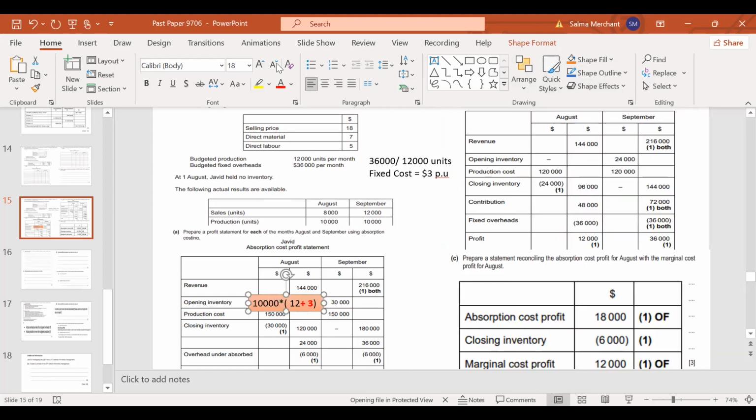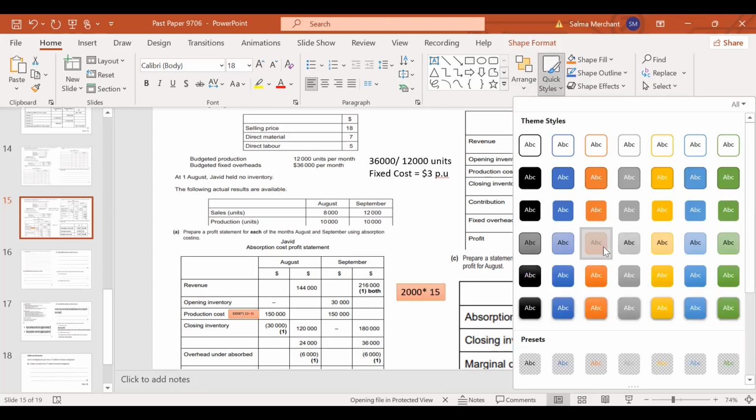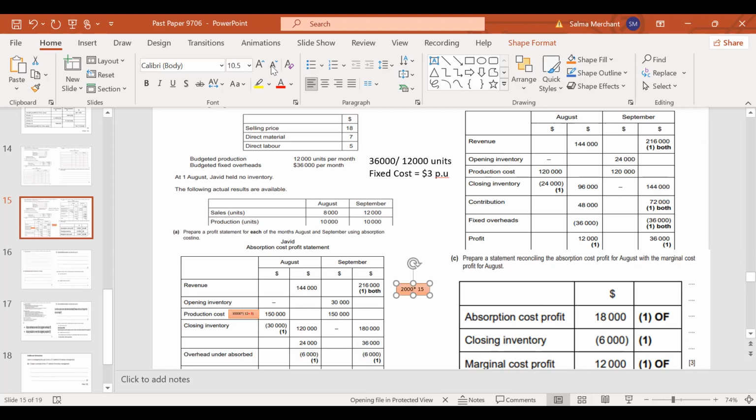Then minus the closing inventory. What is your closing inventory? 10,000 units you produced, 8,000 units you sold. So 2,000 units. 2,000 units into how much? 15. But when you do the same thing for marginal costing, you will do 2,000 into how much? Into 12. Very good. Because marginal costing takes only the variable cost into consideration. So closing inventory is 2,000 into 15.